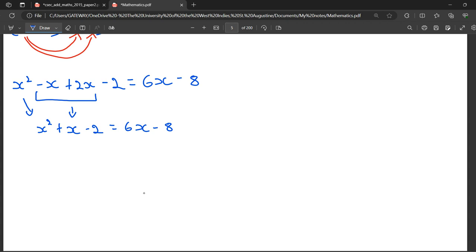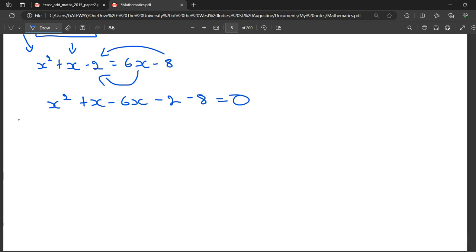So what we're gonna do here now is simply bring across this x to the left hand side. We could bring across the negative 8 as well, nothing wrong with that. So what we gonna have here is x squared plus x minus 6x minus 2 minus 8, and that is equal to 0. Right? So we gonna have x squared minus 5x minus 10, and that is equal to 0.